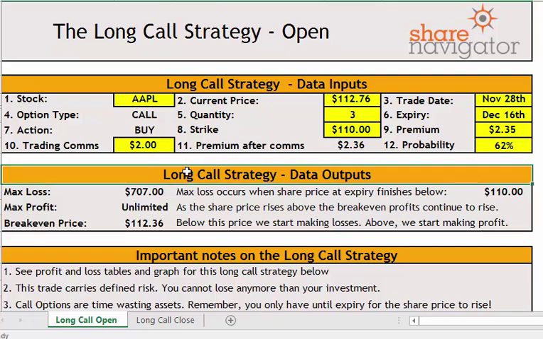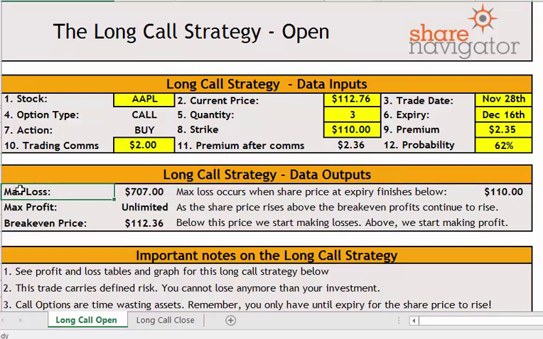So then we get on to the next section, and this is some of the outputs that are going to come along. So you can see here that our max loss is $707. This occurs when the share price finishes below our strike price of 110 at expiry. So with the long call strategy, you want the share price to continue to rise.